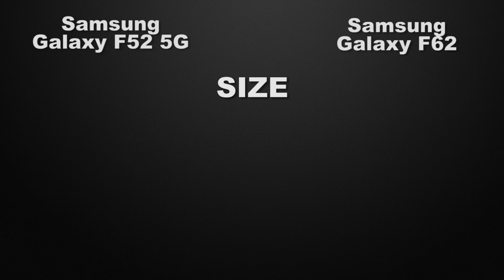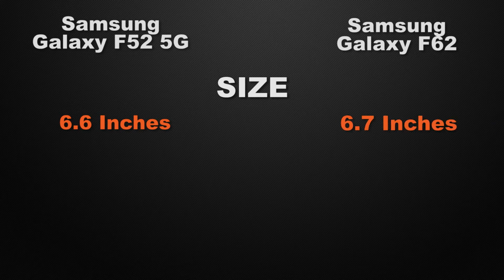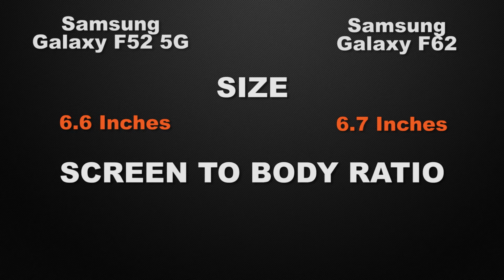Moving to the display features of the devices, let's start with the display size of the devices. F52 has a 6.6 inch display, whereas F62 has a 6.7 inch display. So it's a tie because both devices have approximately the same screen size. And about the screen to body ratio of the devices, F52 has 83.6%, whereas F62 has 86.7%. So the winner here is F62 because it has a bigger ratio.